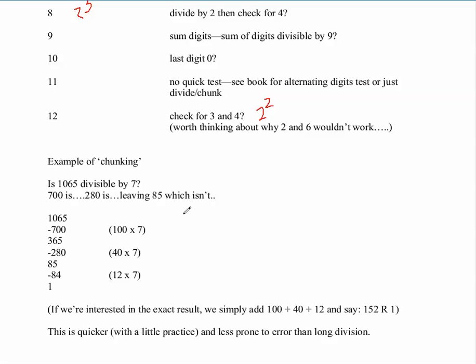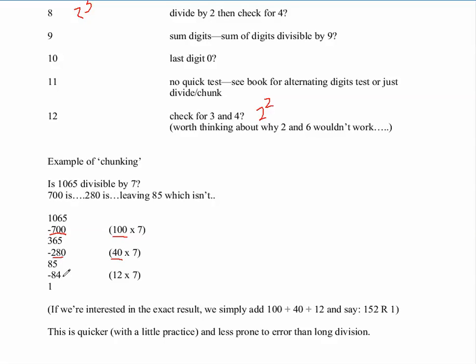The essence of chunking is saying, what's a number we can immediately think of which is definitely divisible by 7? Well, 700 is obviously divisible by 7, and that's 100 times 7, and then we subtract 700 from 1065, and we check 365 for divisibility by 7. What's a number we can immediately think of that's less than 365 but is definitely divisible by 7? Well, what about 280? 280 is 40 times 7, leaving you with 85.